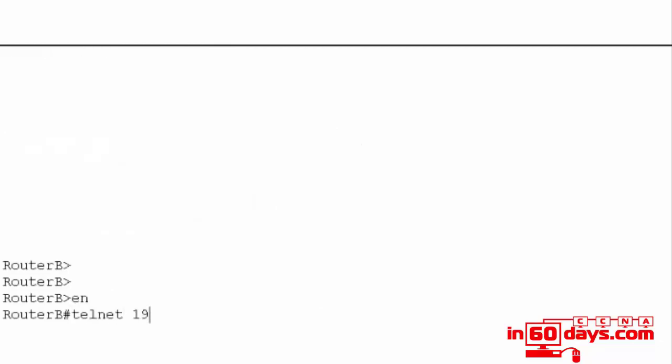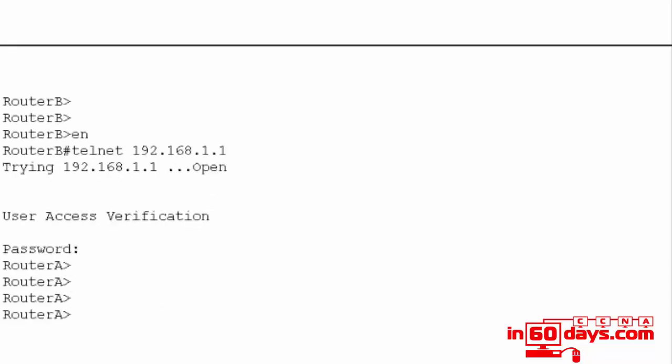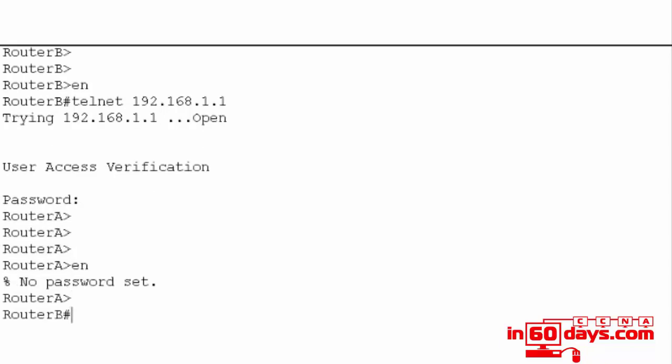Telnet 192.168.1.1. What's the password? Cisco, and I'm into router A, so I can go into enable mode. Oh, I haven't set an enable password, but it doesn't matter. So to get out, Control Shift 6 and then X. So hold down Control and Shift and 6 at the same time, and then the X key.